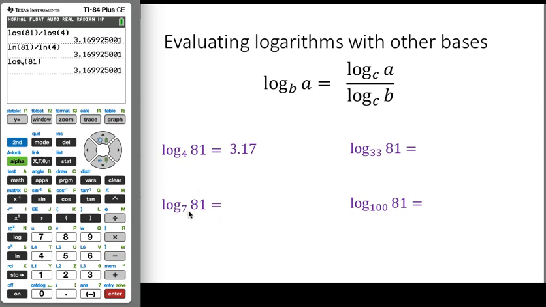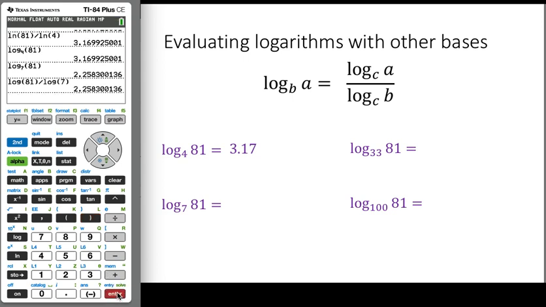Log base 7 of 81. Well, since we've already got it, let's copy and paste. Log base 7 of 81. 2.58. Let's just check it the other way. Log 81 divided by log 7. There we go. 2.56.